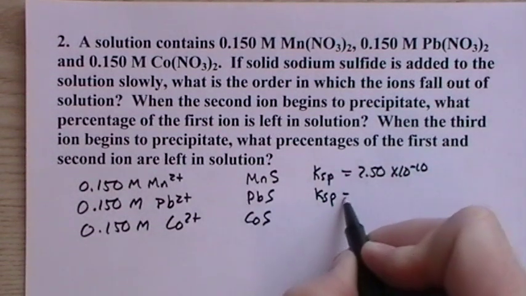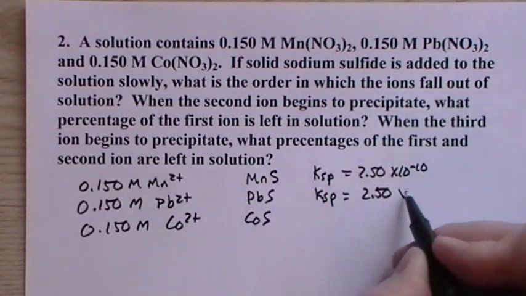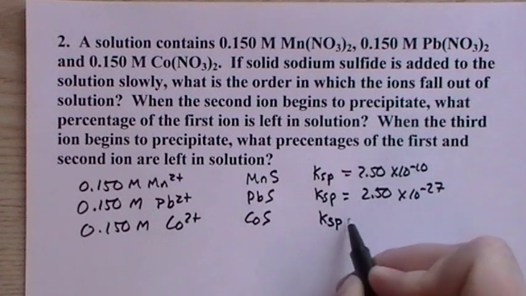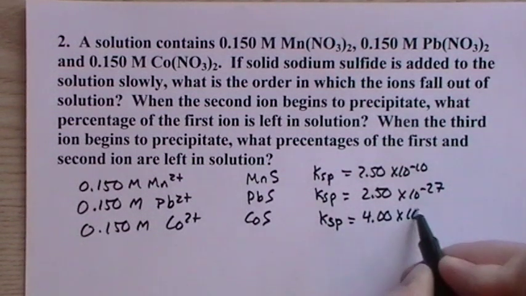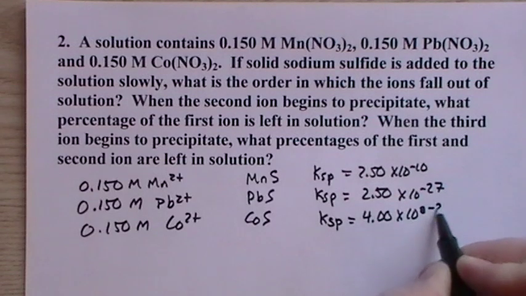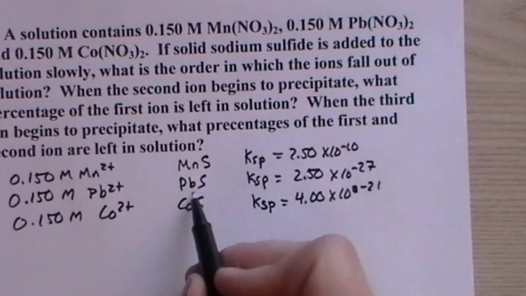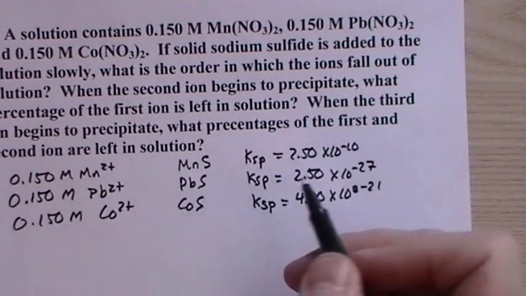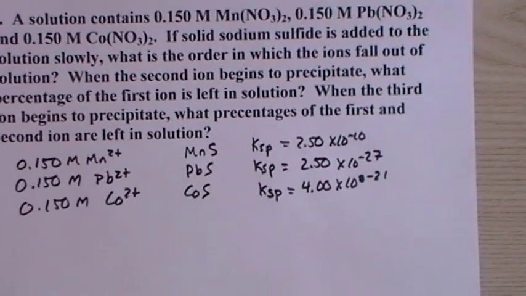If you're given the KSPs, then that tells you immediately what the compound is. But if you're just given the table, then you should be able to look at the sulfide and these ions and find those guys present. It's minus 21. Now looking at just this data, you can see this is the smallest number, so lead should fall out first, then cobalt should fall out, and then manganese.